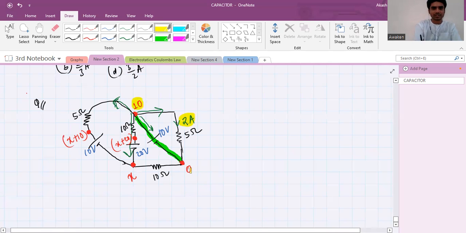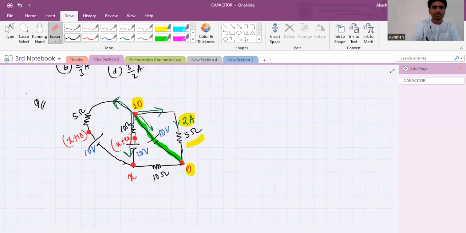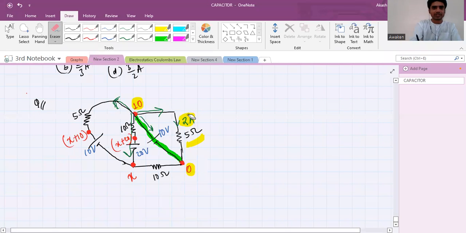Because the potential difference is 10, this is 5. Yes sir, we can say that directly. All right, now you see what I will do. Now it's a bit tricky. Focus here. So, 2 ampere is there, no? The 2 ampere is already coming.